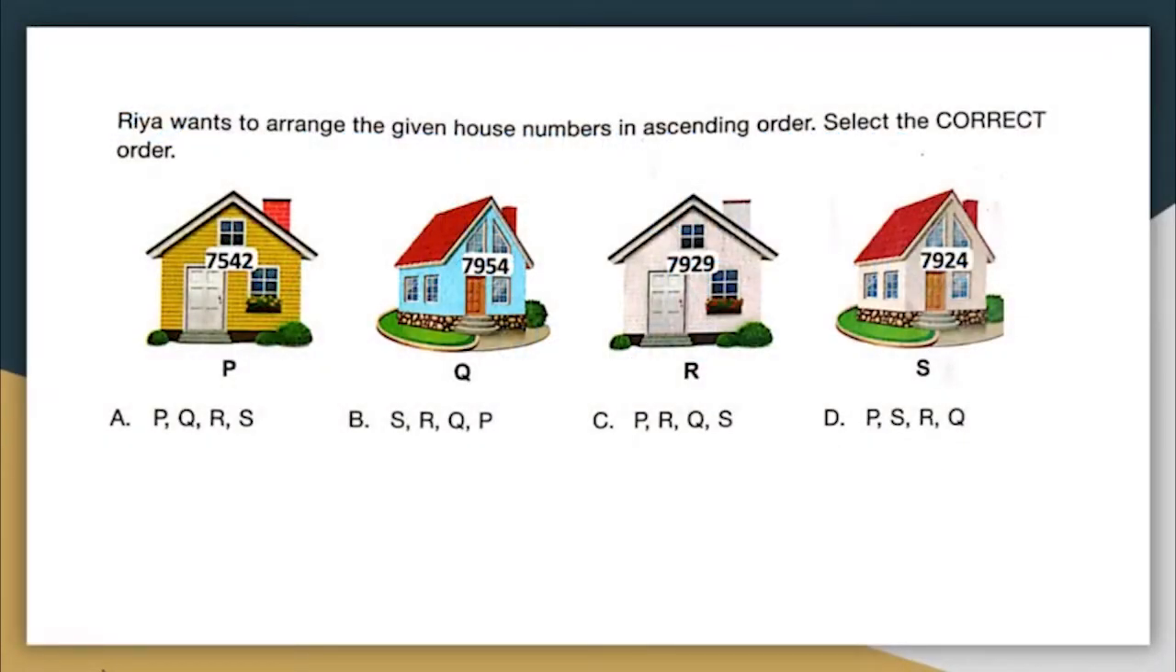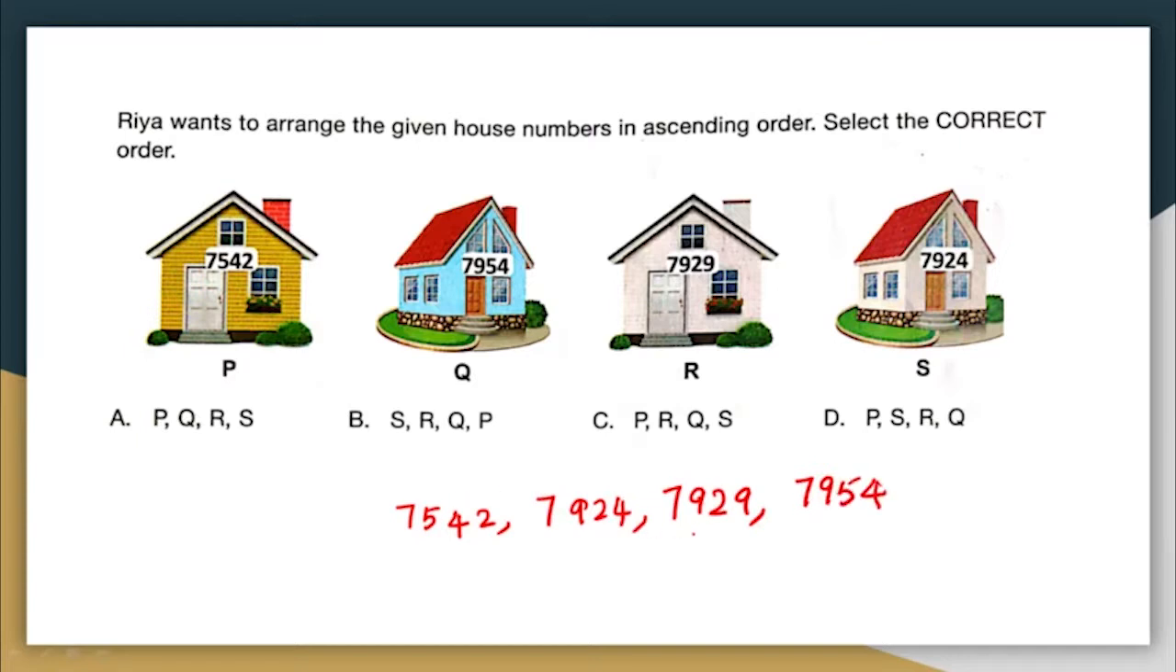Ria wants to arrange the given house numbers in ascending order. Select the correct order. Ascending order means you have to arrange these numbers from the smallest to the biggest or the highest. How will I arrange that? Which will come first? The first number will be 7542. Then the next number will be 7924. Next number will be 7929, and then it will be 7954.